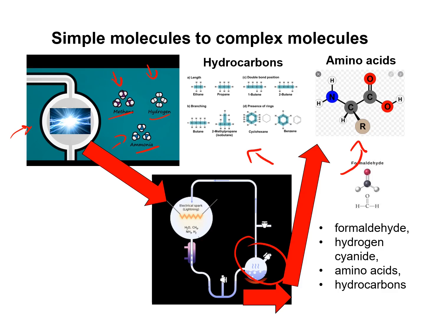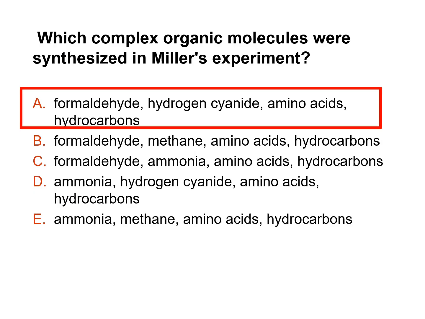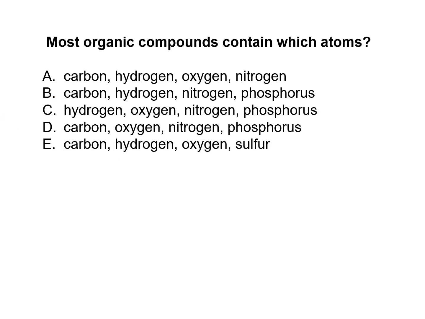And they found formaldehyde, hydrogen cyanide, amino acids, and hydrocarbons. So these four. We also watched another video that explains that in more detail. So here again, this is the answer. This is a very easy question.